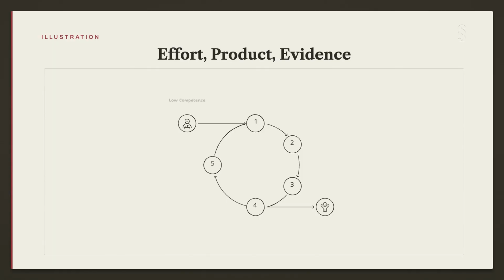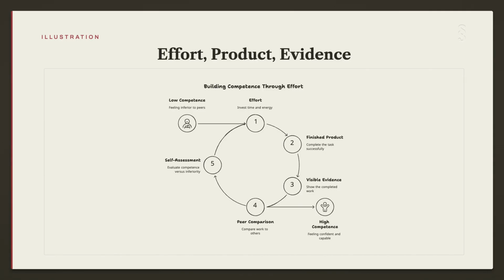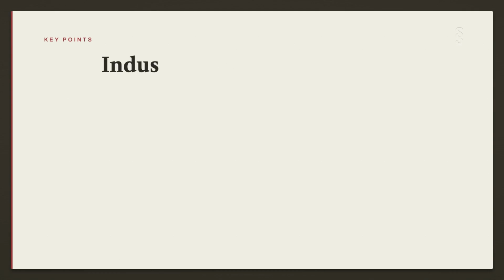The mechanism runs through completed projects. A child finishes an assignment, builds something, or earns a spot on a team, and that finished product becomes evidence, compared constantly against peers, which accumulates into a lasting self-assessment of competence.